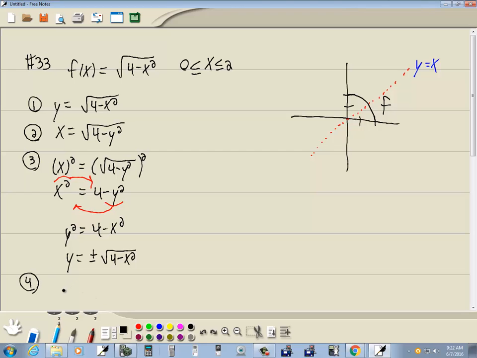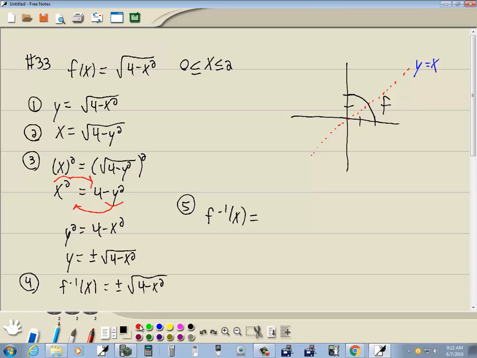Step 4. Replace y with your inverse notation. So the inverse of f is equal to the plus or minus square root of 4 minus x squared. But there's a problem with that. We cannot have plus or minus on that. That's not one-to-one. So our last step is we have to make it one-to-one in some form.